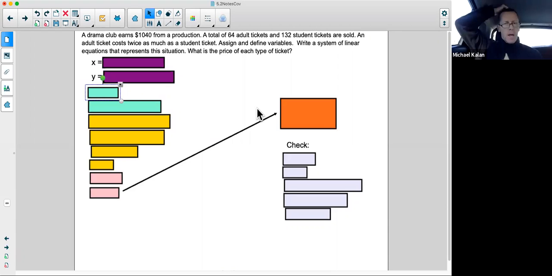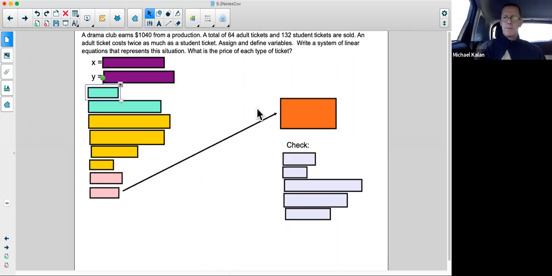A drama club earns $1,040 from a production. Way to go, drama club. A total of 64 adult tickets and 130 student tickets are sold. An adult ticket costs twice as much as a student ticket. Makes sense, right? Usually that's the case. Try to give students a little break. Same thing usually with seniors.